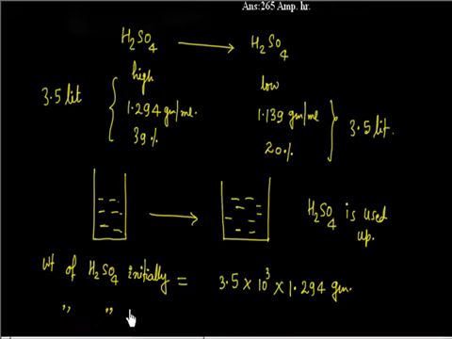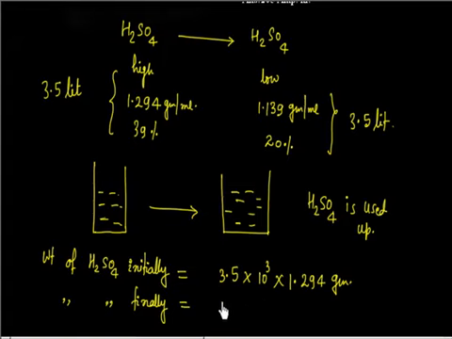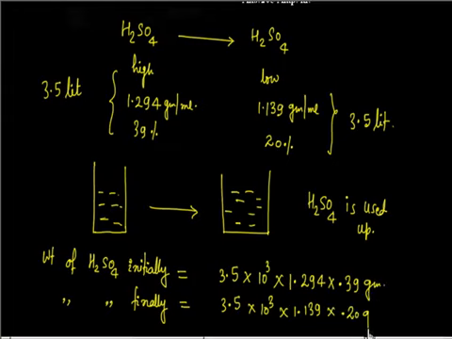Now let us calculate the weight of H2SO4 finally. So finally the weight of H2SO4 will be, volume is again the same 3.5 liter, so 3.5 into 10 to the power 3, multiplied by 1.139. But only 39% in the first case we have H2SO4, so I have to multiply this by 39%, that is 0.39 gram. And in the lower case it is only 20%, so this is multiplied by 0.20 gram.